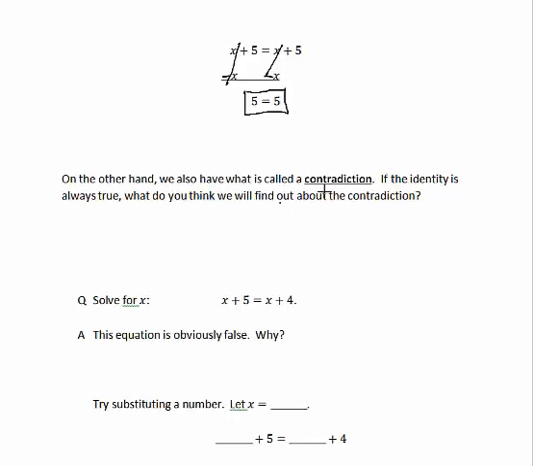Now, the other type of equation is called a contradiction. One such type of equation is listed here. On one side, we add 5 to a number. On the other side, we add 4 to that same number. We will never get the two sides or the two numbers to be equal.